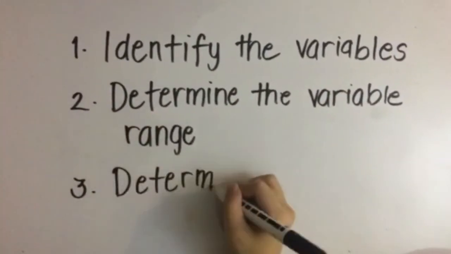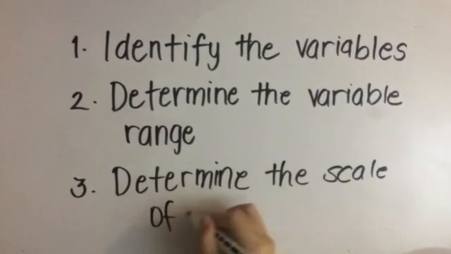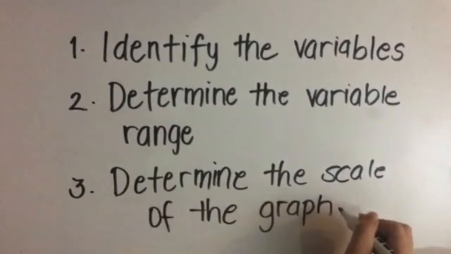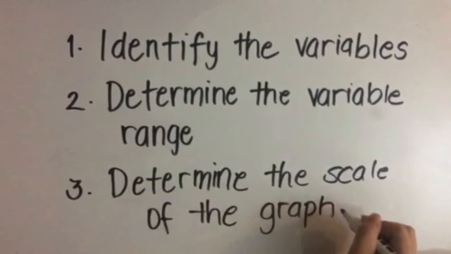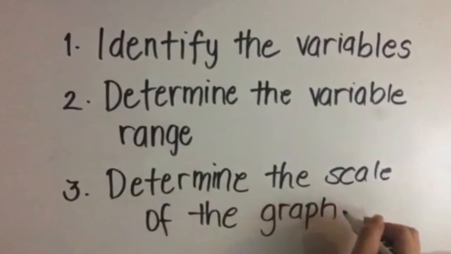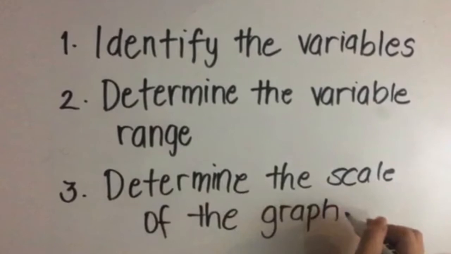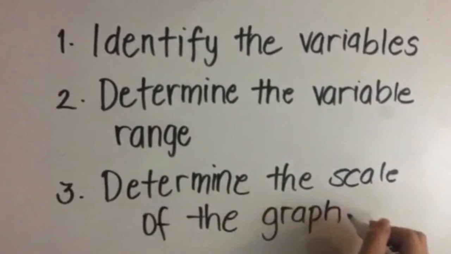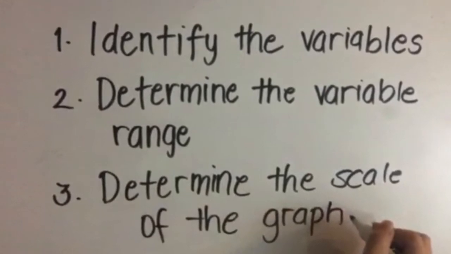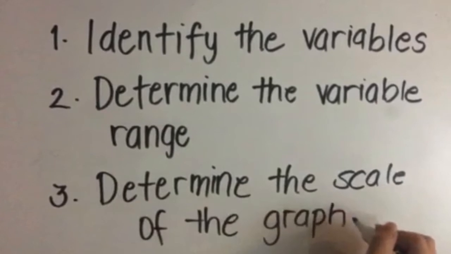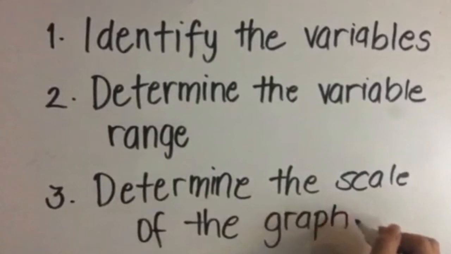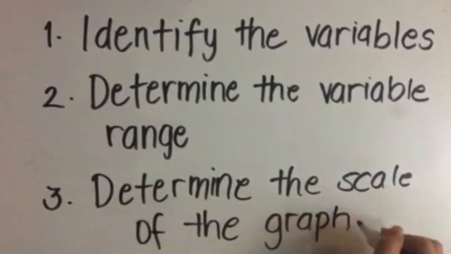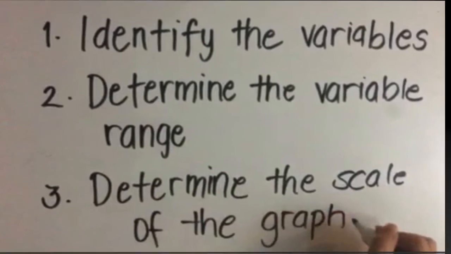Then, determine the scale of the graph. You need to determine a scale that best fits the range of each variable. Use a scale that allows your data to be graphed as large as possible in the space provided. The range of each axis may be different. The scale of each axis may be different, but each one must be consistent.